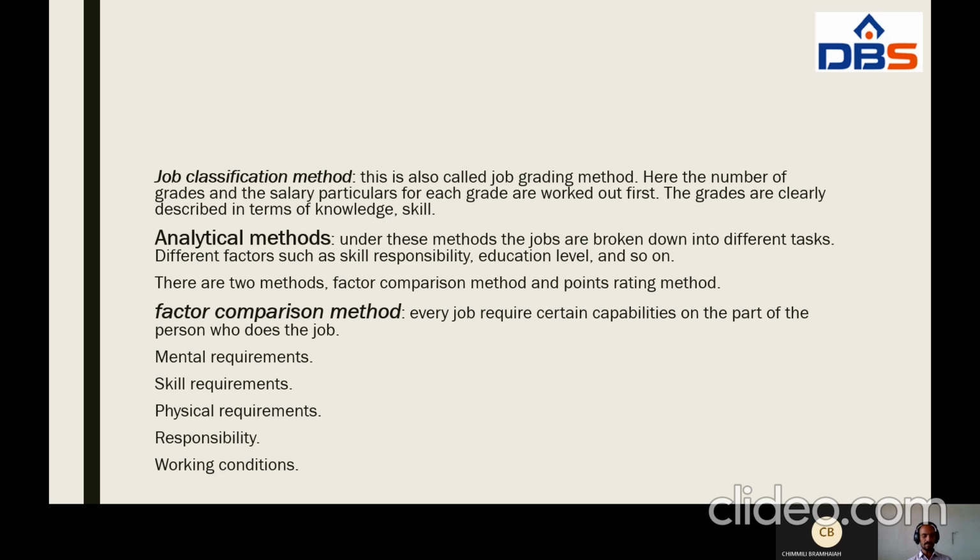And the next, physical requirements. Under this physical requirements, strength. And the next, responsibility: responsibility for the safety of others, for equipment, materials, and so on. These all come under responsibility. And the next, working conditions. Working conditions means work pressure and working environment and working hazards like this. These all come under factor comparison method.